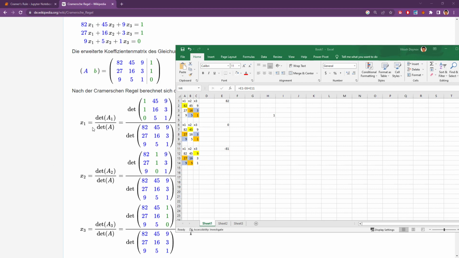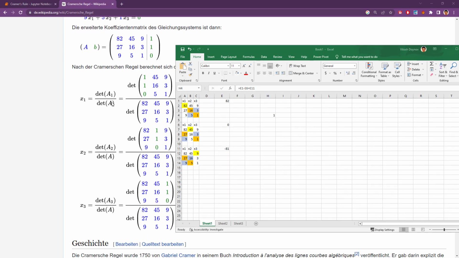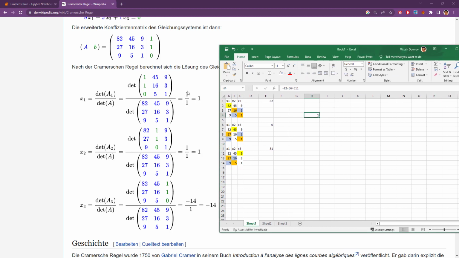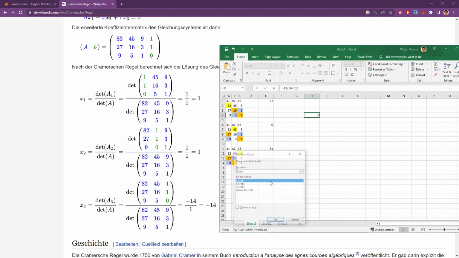But that's not all. As you see, here we have something called determinant of A1, determinant of A2, and determinant of A3. Which if we take a look here, we would see that they are all 1, but the determinant of A3, which is minus 14. So what I'm doing is I'm just going to copy this one.